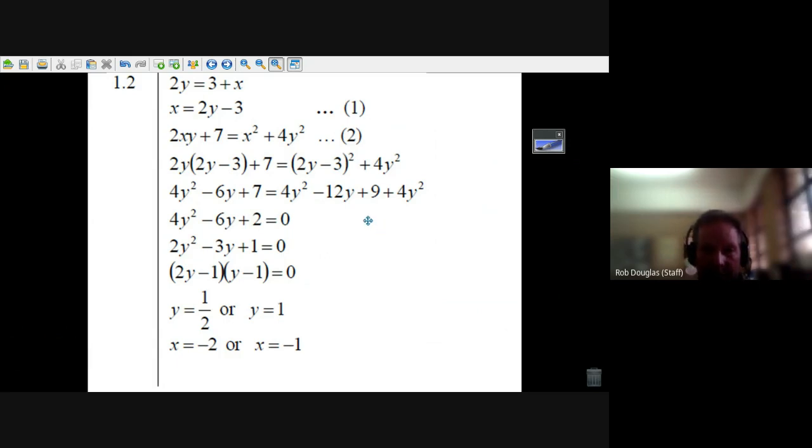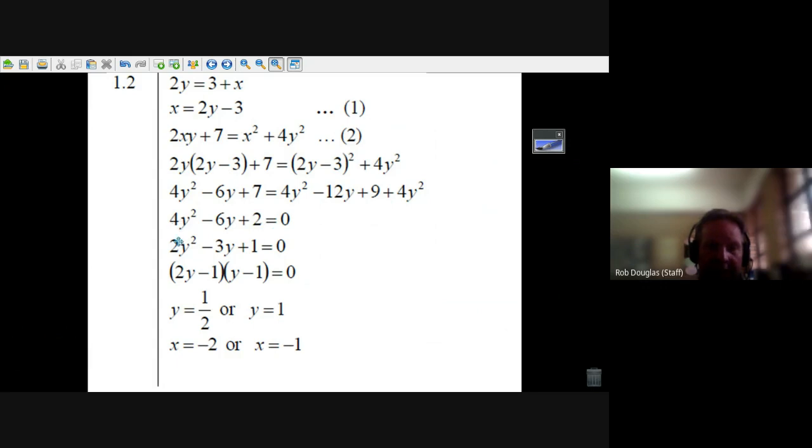But what did we do? We took away 4y squared, we added 6y, and we took away 7. And that's how we got 4y squared minus 6y plus 2. We did those things to both sides. All of this would really be on the right side, and there'd be 0 there, but there you go.